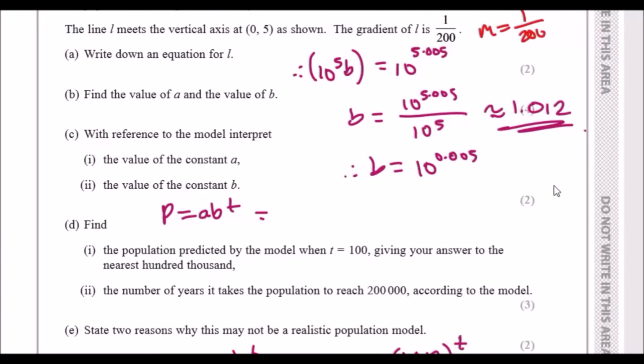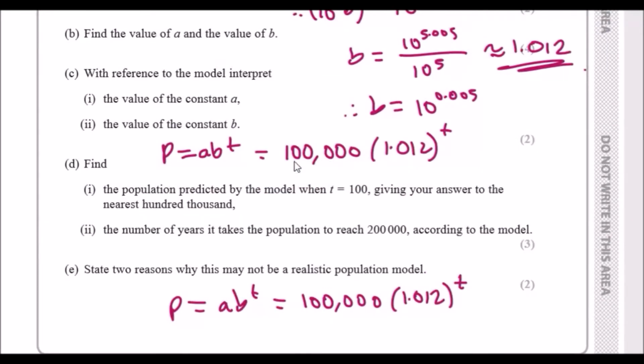We had A, which is 10 to the power 5, in other words 100,000 in the calculator. And B is simply some sort of multiplier, 1.012-ish, to the power of T. Looking at this closely, it's kind of like a compound interest formula, or a geometric sequence. So firstly, A seems to represent the initial population. When time is 0, we get a value of 100,000. So A is always the initial population at time 0.